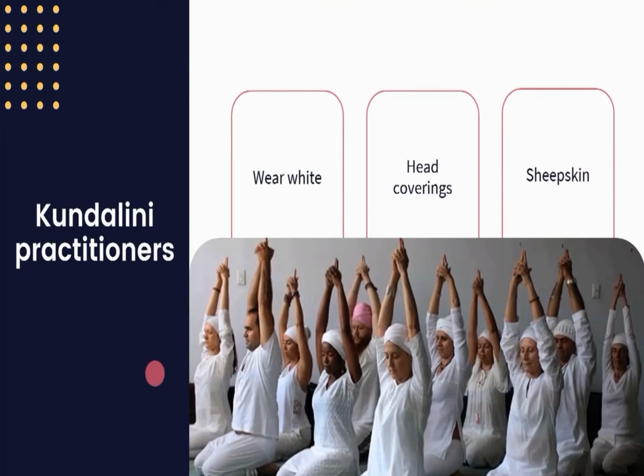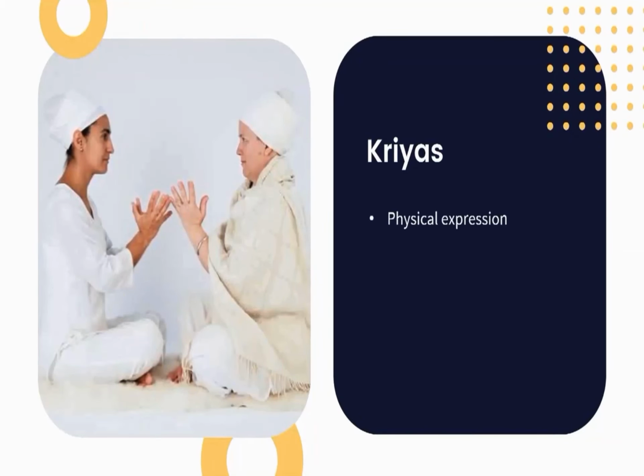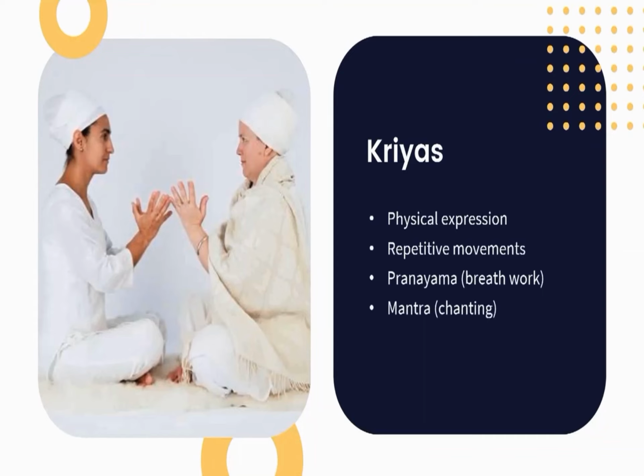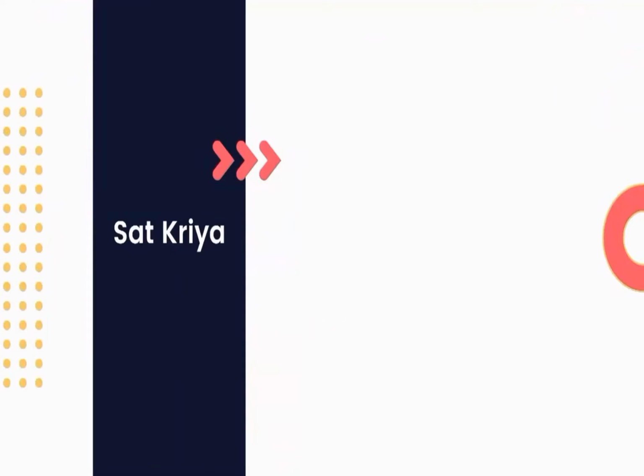Kriyas are the main physical expression of Kundalini Yoga and are a series of repetitive movements paired with the breath, accompanied by a mantra or chanting, and repeated many times. Each Kriya has a specific aim. Today we will be looking at the Sat Kriya, one of the Kriyas fundamental to Kundalini, and a Kriya for ego eradication.